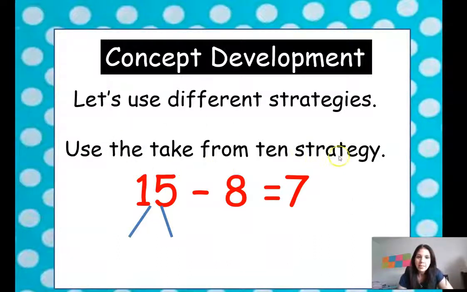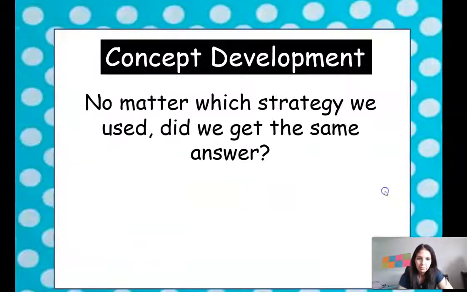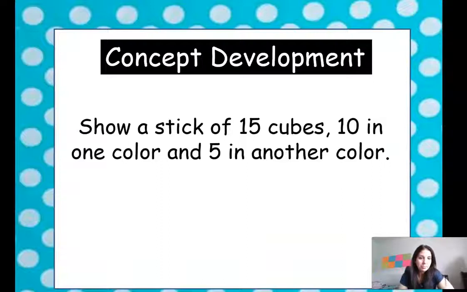We can look at the take from 10 strategy where we decompose this number 15 into a 10 and a 5. Then from our 10, we would subtract 8 and we would get 2. And then 2 plus 5, this will be left over, equals 7. No matter which strategy we used, did we get the same answer? Yes, we did. No matter what strategy, you will get the same answer.